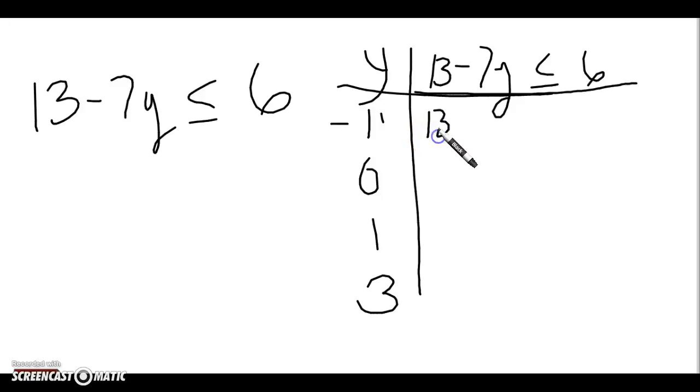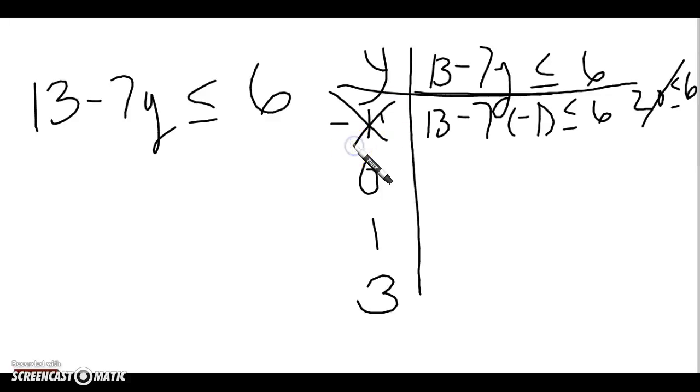So I have 13 minus 7 times negative 1 is less than or equal to 6. And I get 13 plus 7, which is 20. So I get 20 is less than or equal to 6, which is not true. So that means negative 1 is not a solution.